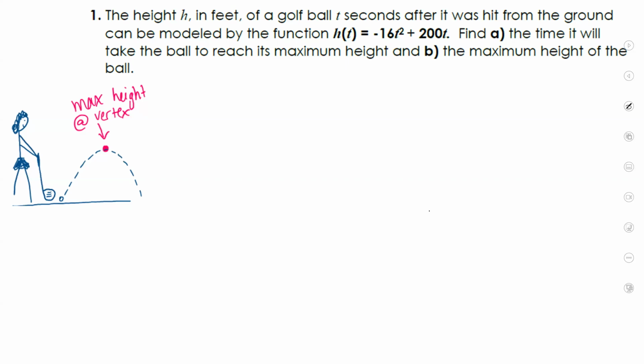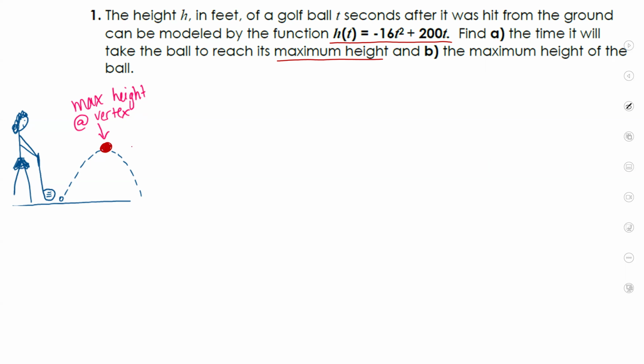Okay, so today we're going to solve projectile problems. We have a golf ball and we see its path. The path is modeled by this equation, and the question asks, find the time it will take the ball to reach its maximum height. So guys, the vertex is going to be its maximum height. So I'm going to show you how to find the vertex, okay?